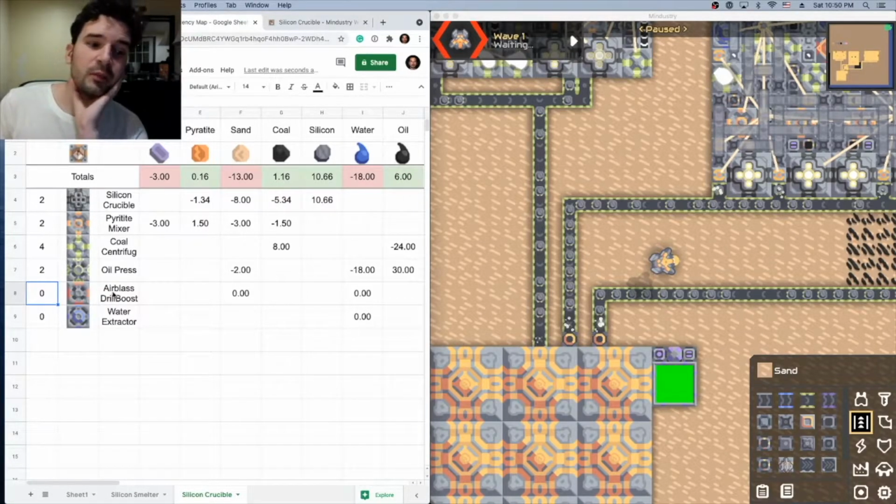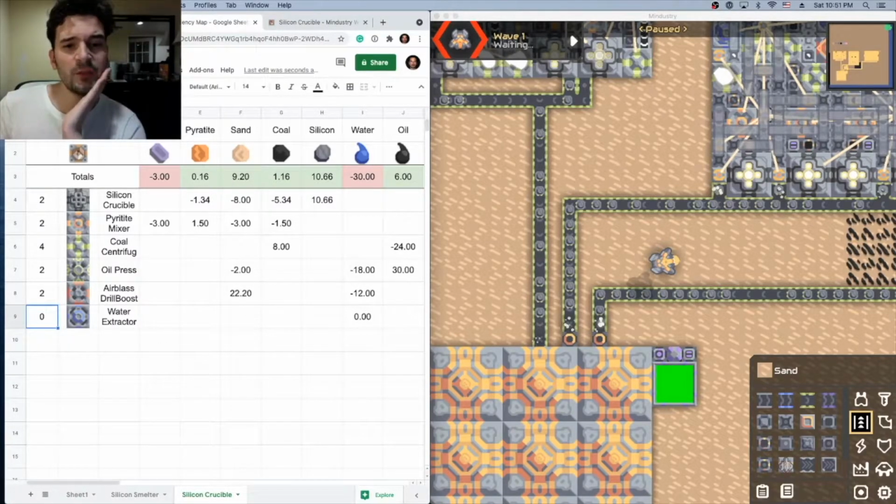And then air blast drill. So this is just an air blast drill. It's an air blast drill with a water boost. So we can see we're negative in sand. We have 13 negative sand. Does one air blast drill do it? No. Is it two? Yes.